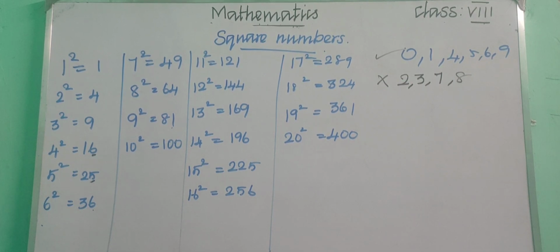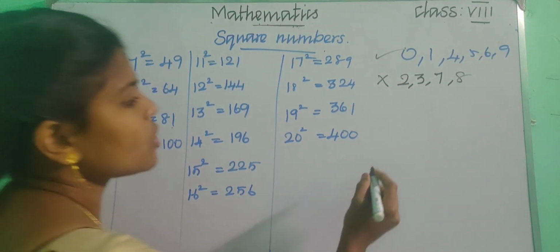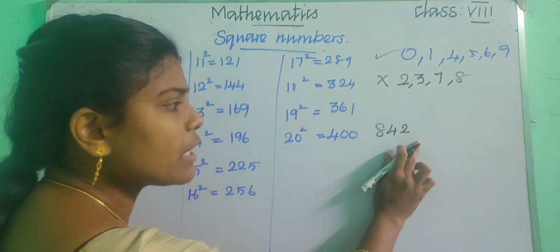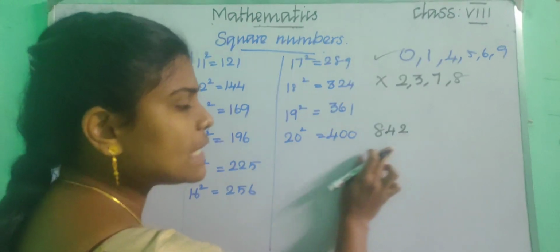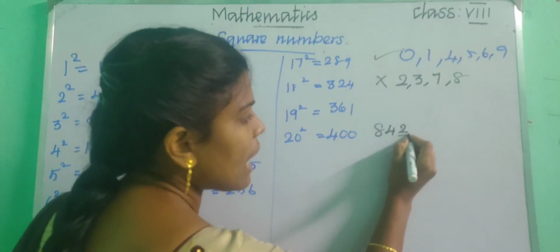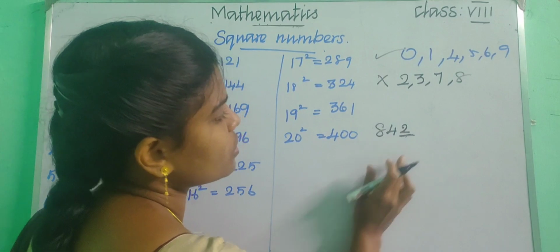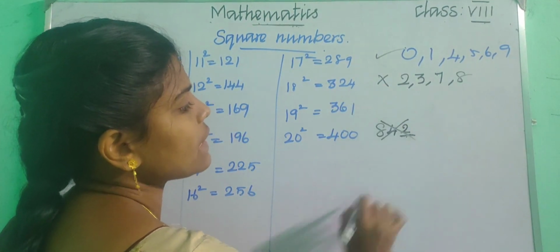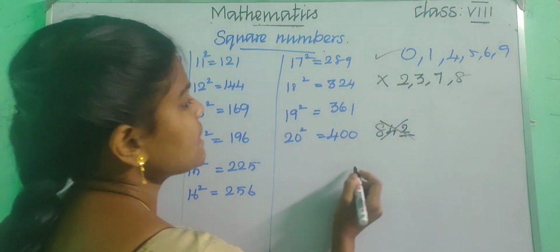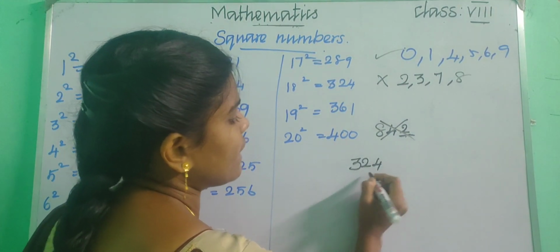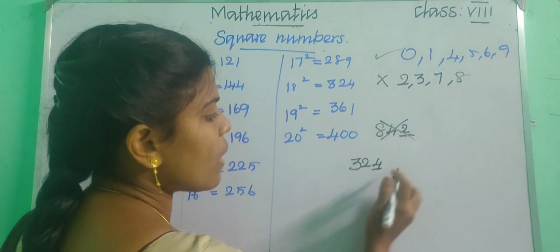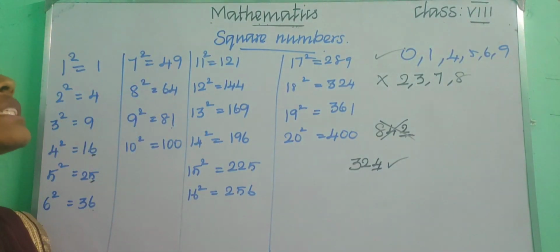In the exam, if they ask, for example, 842, is this number a square number? You need to check. How will you check? We are having the ones digit as 2, so we can say it is not a square number. Simply, if you are having 324, here we are having 4, so it can be a square number. We can easily check whether it is a square number or not. Very easy.